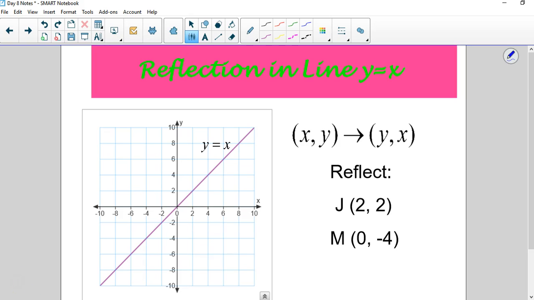So again, we're going to reflect. We're going to put J at 2, 2. Well, that's not hard to reflect because when you switch the spots, you end up at 2, 2. Because it's on the line. So there's nothing really to reflect. 0, negative 4 is down here. So M prime is going to be a negative 4, 0. Right here. So this point here is J and J prime. And this is original M.